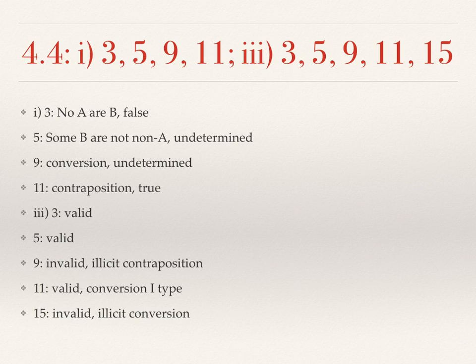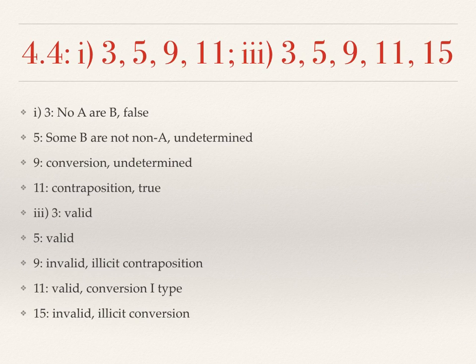Number 5 is valid. If you were to use Venn diagrams, you could draw it out and see that you get the same results. And you can use whatever is going to help you get to the answer as you go through these problems. Number 9, it's invalid. No promise made under duress is an enforceable contract. It uses what's called illicit contraposition, right? It's not one of the forms of contraposition that preserves the truth value, so it's not valid.